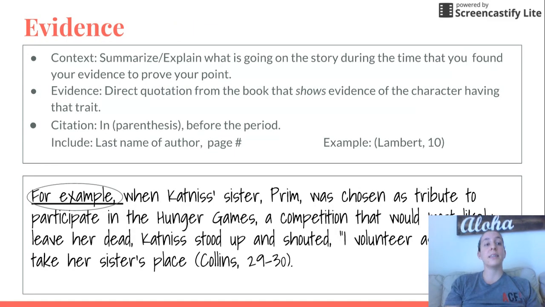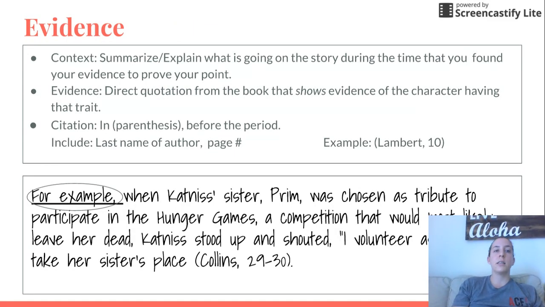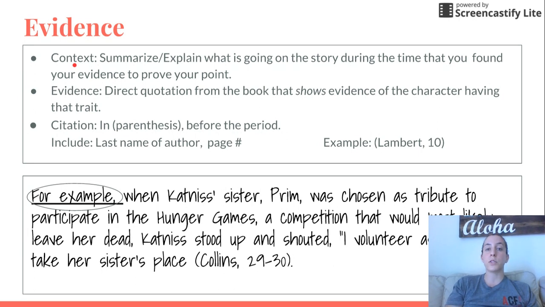The next box is for your evidence. This is probably the hardest box because it has 3 really important things in it. First, you have to include context. If you're in my class, I know that we hit hard on that a lot. This is when you're going to summarize or explain what's going on in the story during the time that you found your evidence to prove your point.